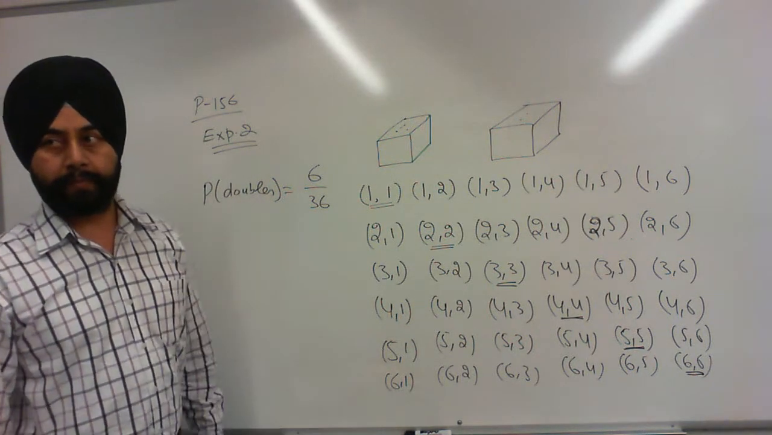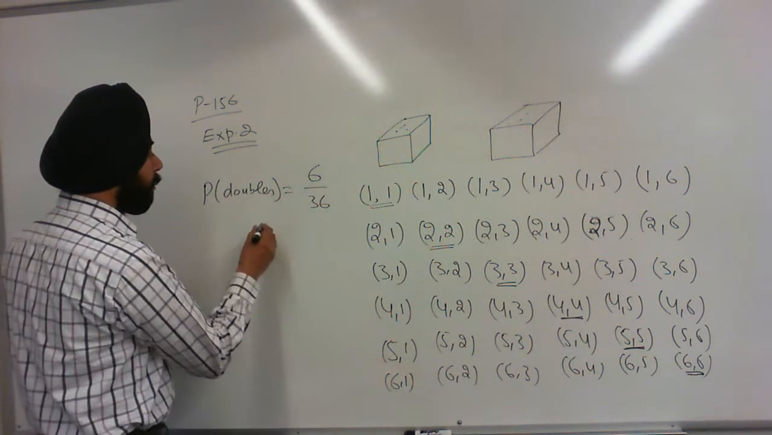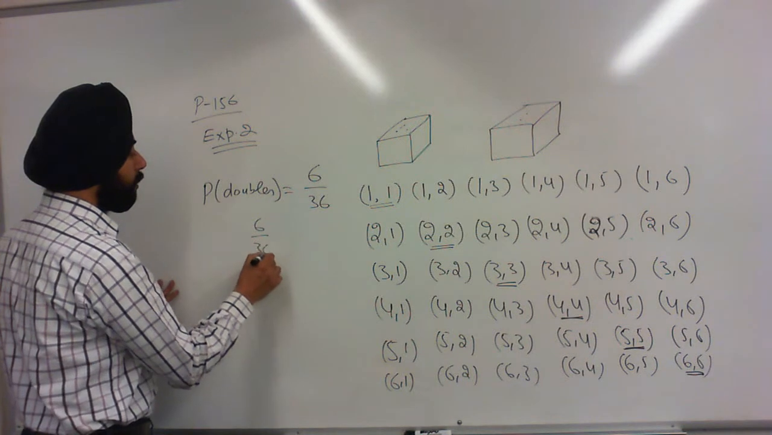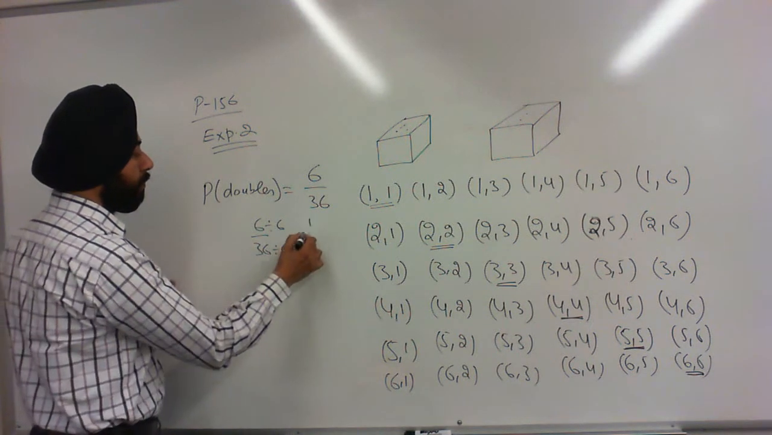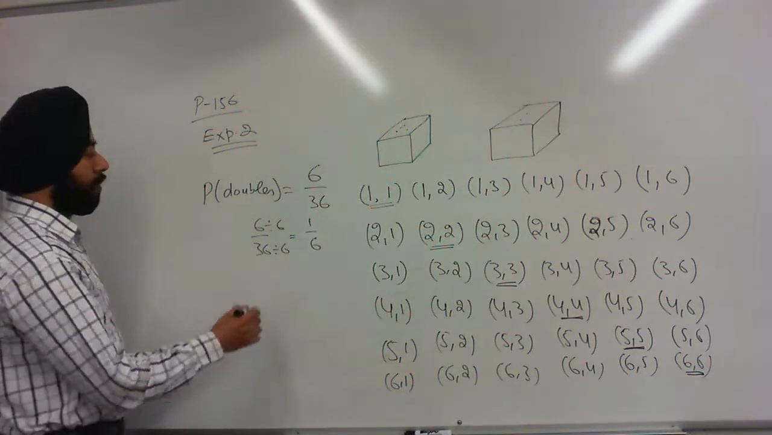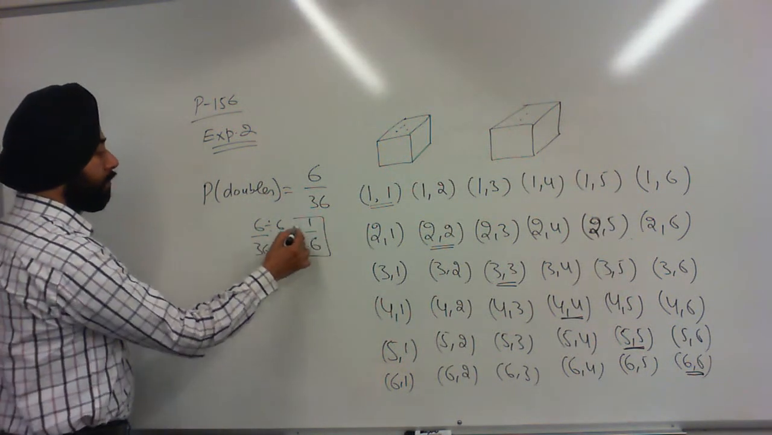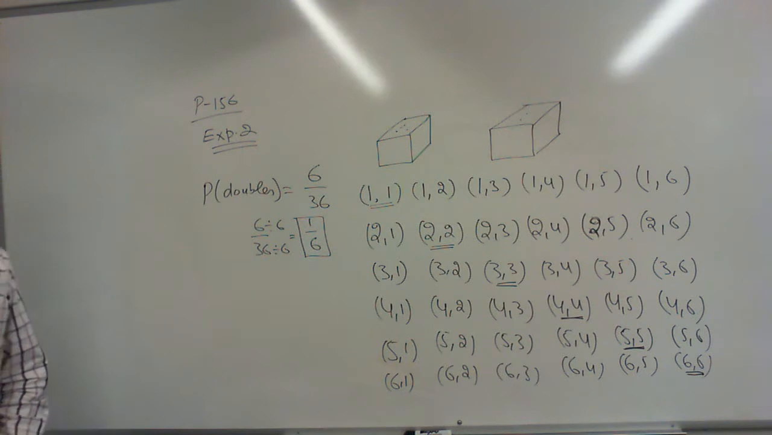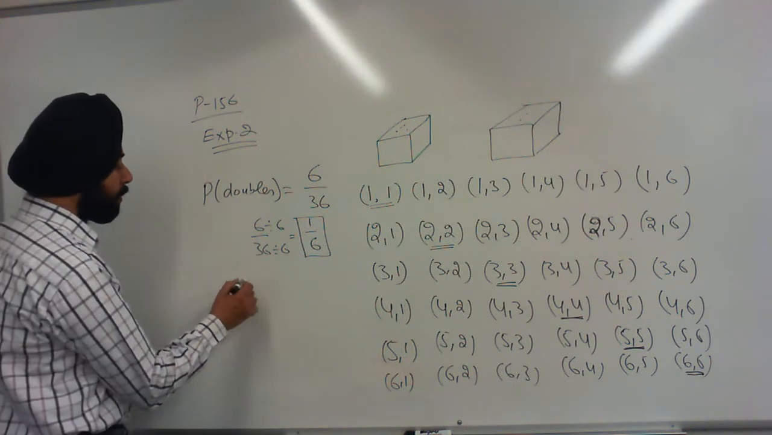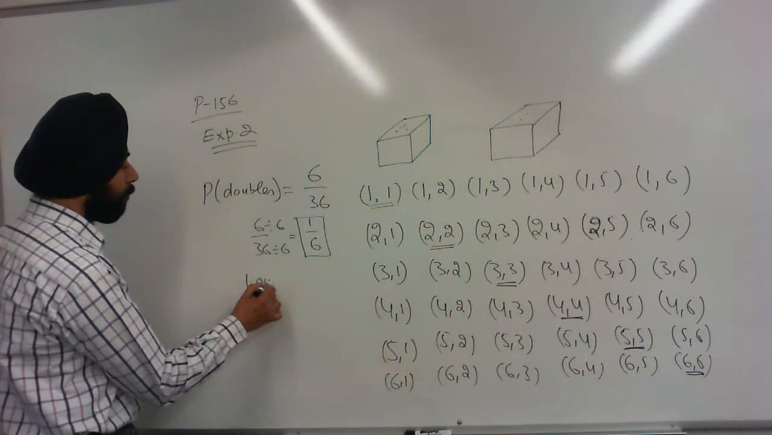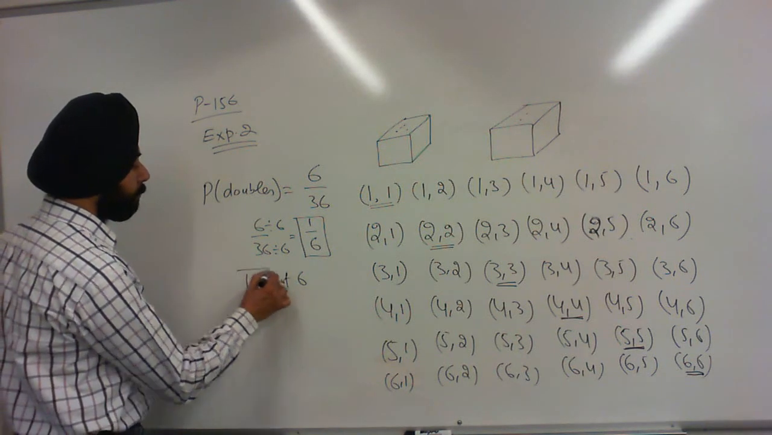Just once. Okay? But you need to simplify this. 6 over 36, you can divide both of them by 6. This will give you 1 over 6. So this is the probability of getting a double when you roll 2 dice together. And you write it in words. This is called 1 out of 6.